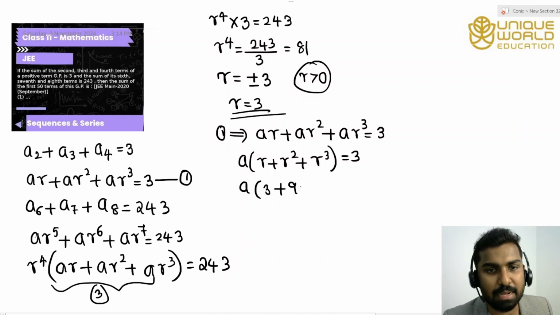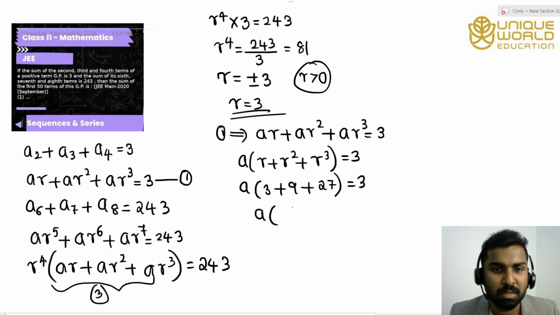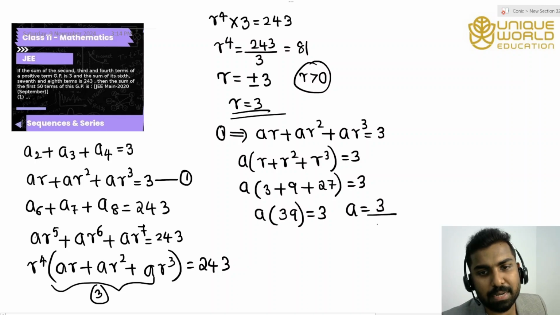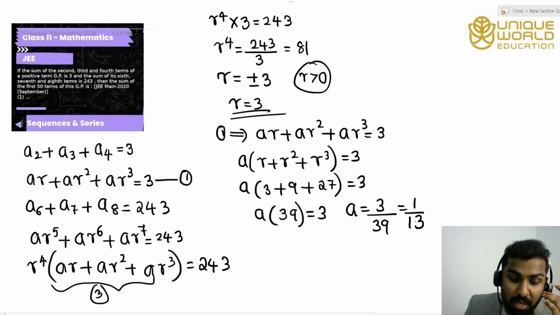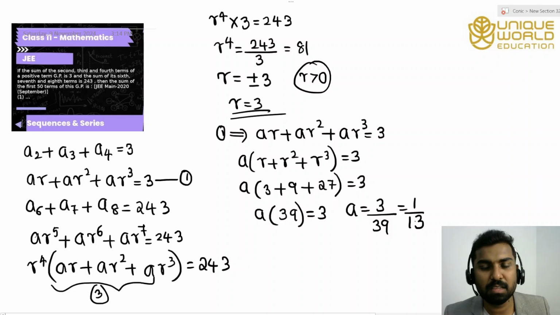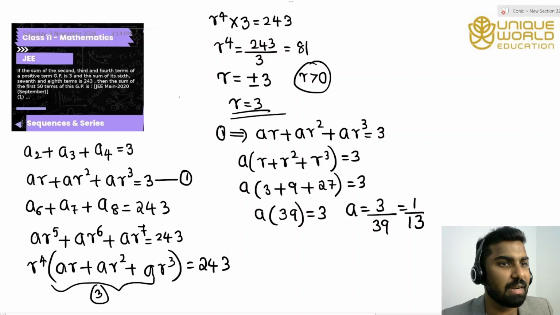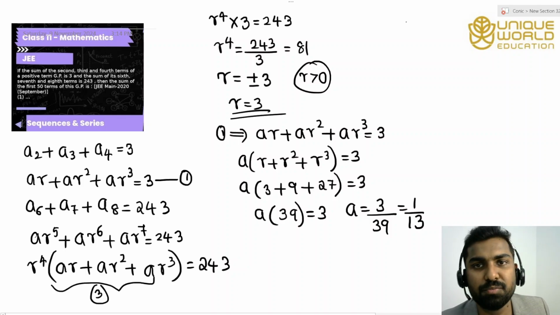That means A into, R value 3: 3 square is 9 plus 3 cube is 27, that will be equal to 3. So A into 9 plus 3, 12. So 12 plus 27, that is 39, that will be equal to 3. That means A will be equal to 3 divided by 39. If you simplify, you get 1 upon 13. This is the value of the first term. So if you know the first term and the common ratio, that's all they are asking. Find the sum of first 50 terms.